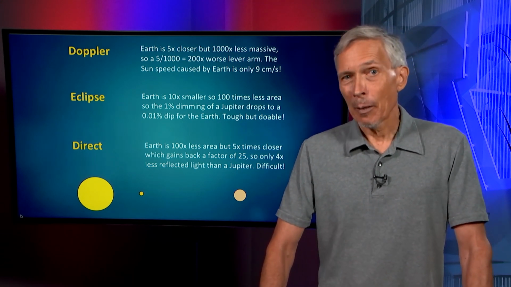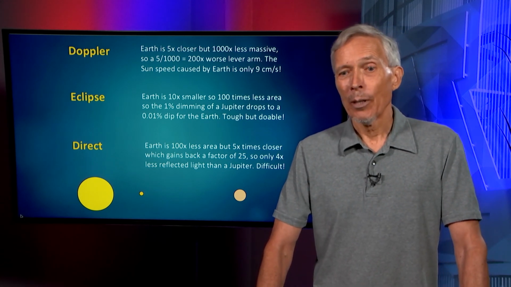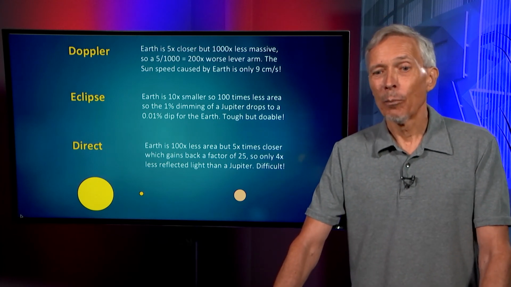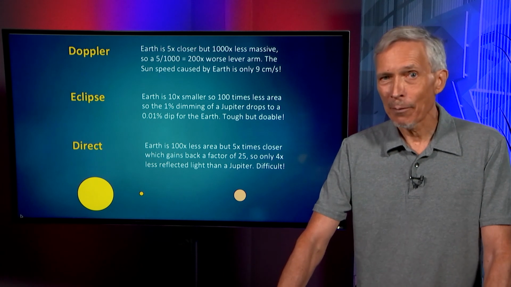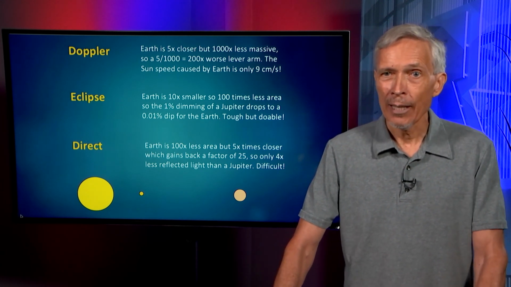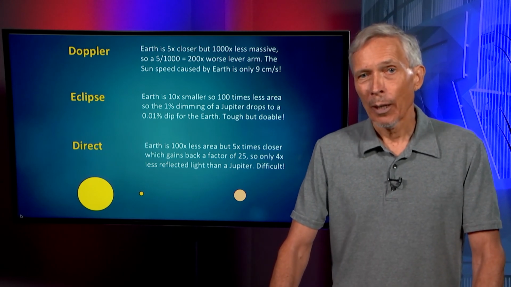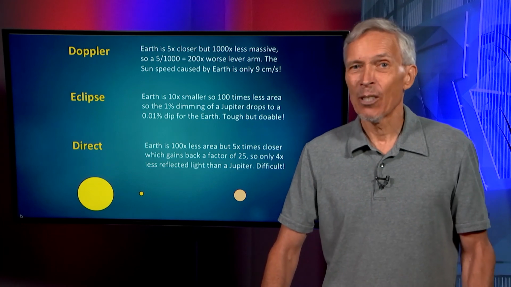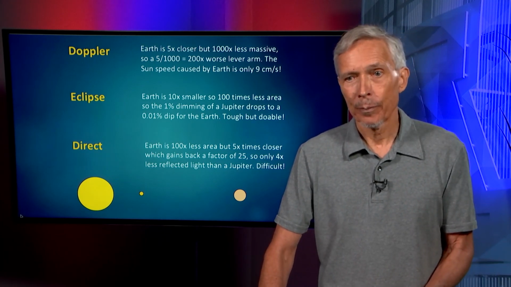The Earth is 5 times closer to the star than Jupiter, and that means when you're making a direct imaging observation on the sky, you're blotting out the star and looking 5 times closer into the noisy wings of the subtracted central starlight than you would be for a Jupiter. And that's why direct imaging has not yet succeeded in seeing Earth-like or even super Earth-like planets.